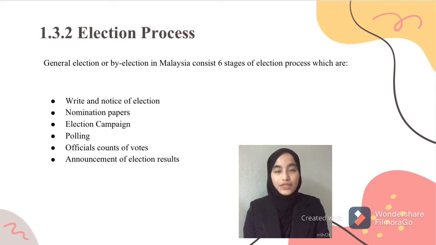Then, official count of votes. Votes will be counted after the voting is complete to decide the winner. According to the procedures, votes made by electors at any polling station should be counted at the polling station where the electors voted. The results of the counting of votes will be included in Form 14.